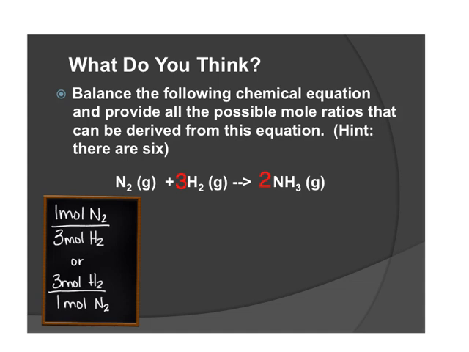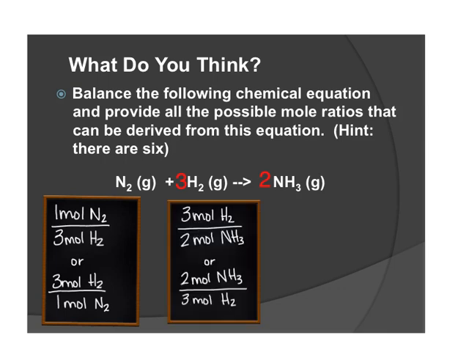Okay, so looking at the coefficients, you have a 3 in front of hydrogen and a 2 in front of ammonia. So for every 3 moles of hydrogen, I get 2 moles of ammonia, or if I need to flip it, for every 2 moles of ammonia made, I used 3 moles of hydrogen. So keep that in mind. What's being used to make how much?